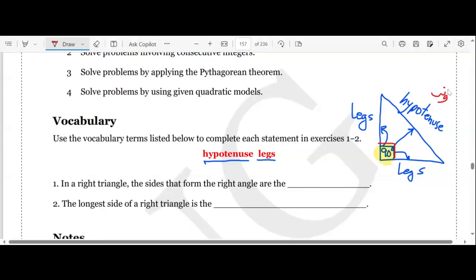So let's move on. You have here two sentences. You have to decide which word goes in which one. Okay? Clear?